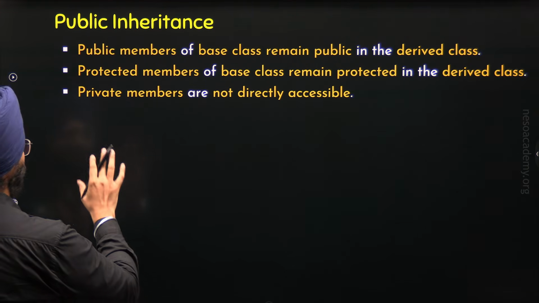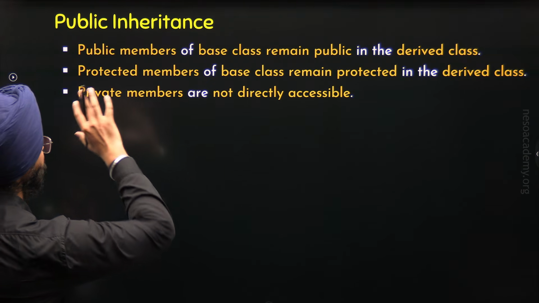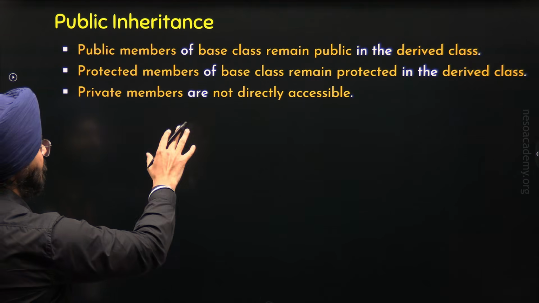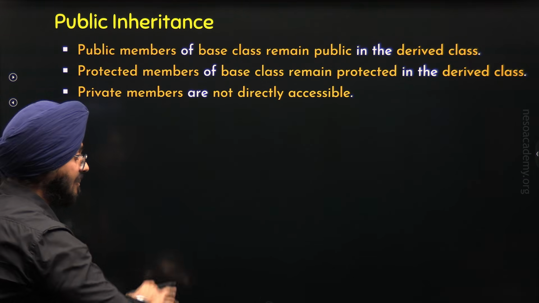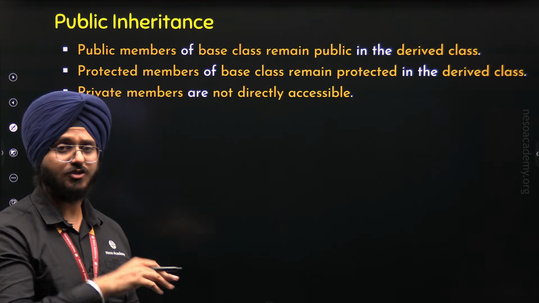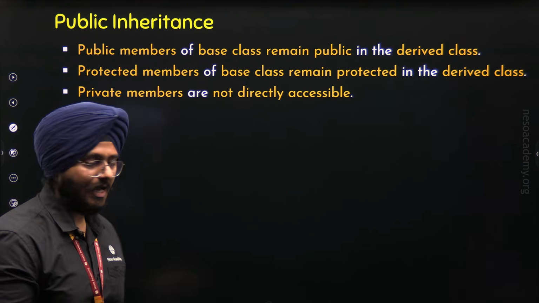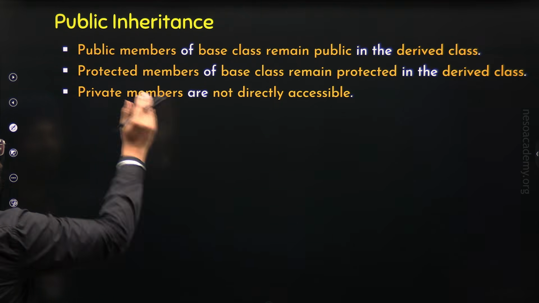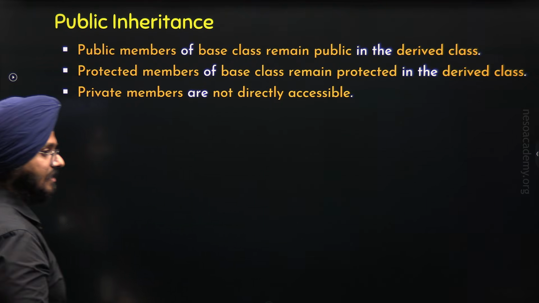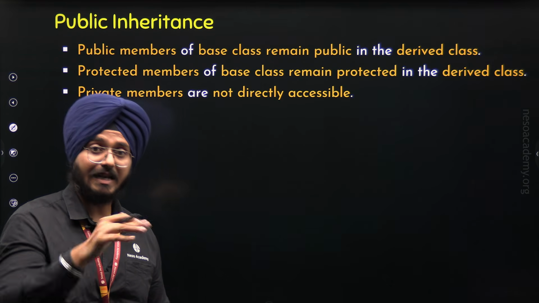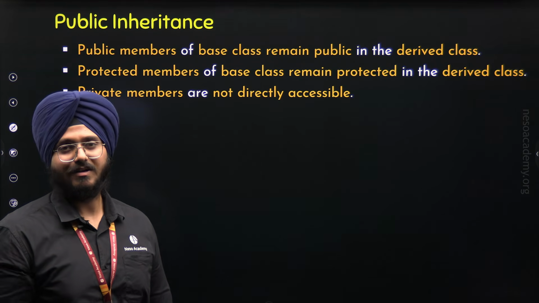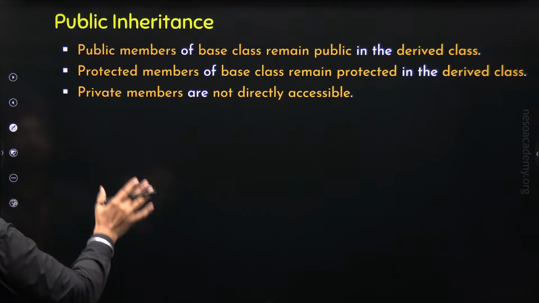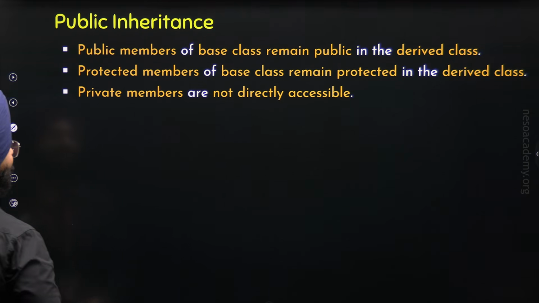So here we can observe that public members of the base class remain public. Protected members of the base class remain protected in the derived class. So there is no change. And private members are not directly accessible because these members are private to the base class. We cannot access them directly in some other class. This is what we already know. So this is what public inheritance is.